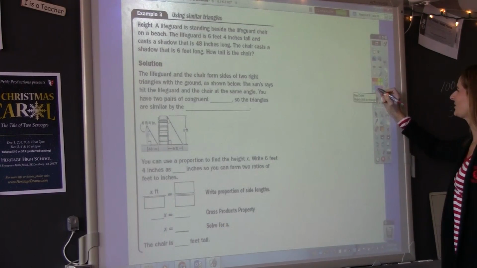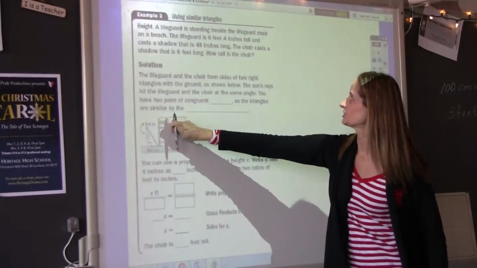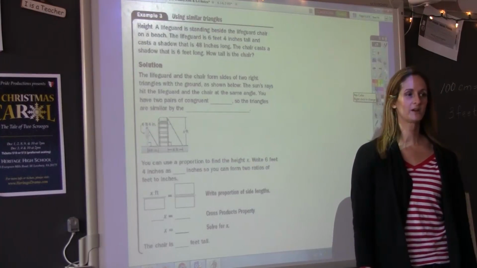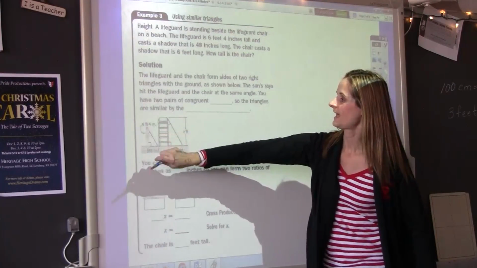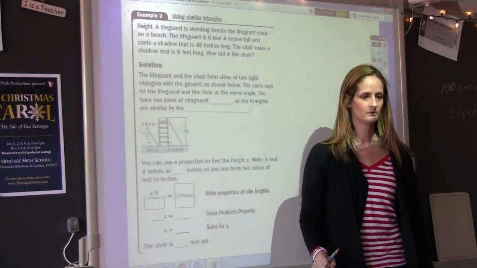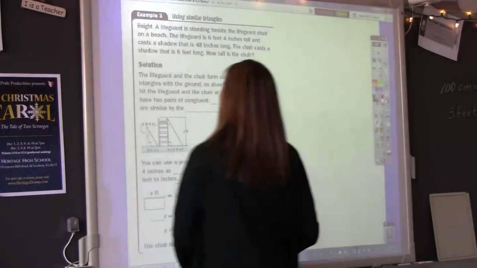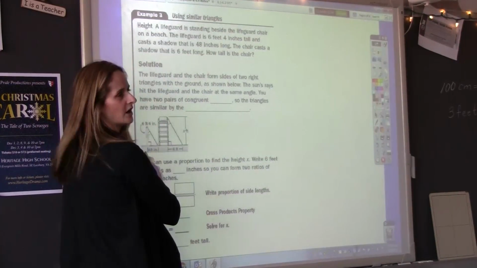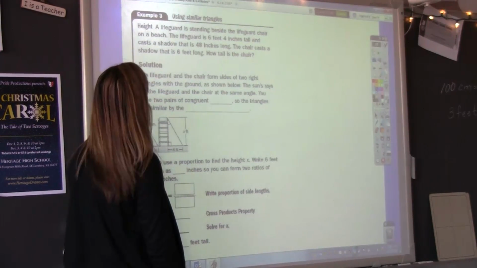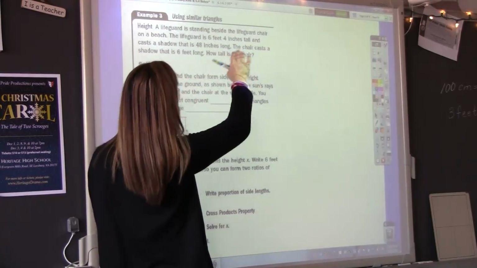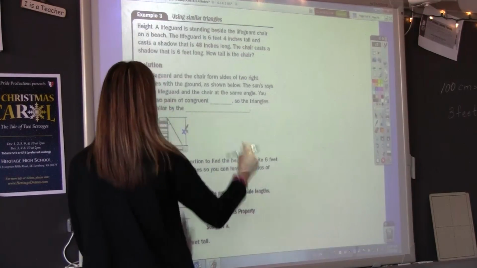Okay, this is very wordy. A lifeguard is standing beside a lifeguard chair on the beach, which is where I want to be right now. The lifeguard is 6 feet 4 inches tall and casts a shadow. Here's the height of the lifeguard, here's the height of the chair, and they're both casting a shadow. We know the length of those two shadows. The chair casts a shadow that is 6 feet long. How tall is the chair? So here's your unknown, right there.